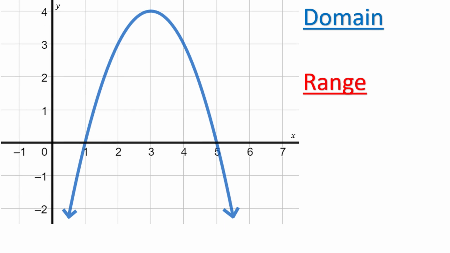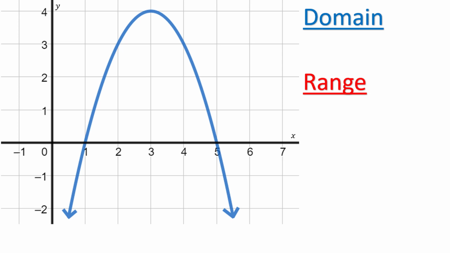Okay, let's try one more problem. We have a parabola that we would like to find the domain and range of. We have arrows on either side of the function indicating that it continues into the -x and +x directions.